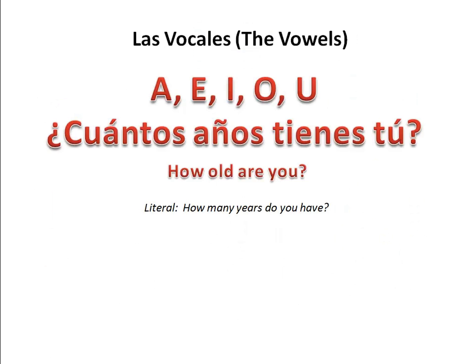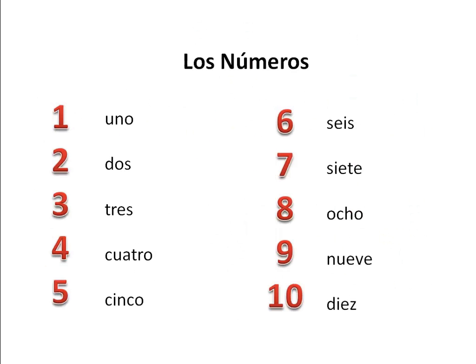Literally, this is asking how many years do you have? We would say in English, how old are you? But just so you know, the literal translation of this is how many years do you have? So it makes sense to learn some numbers next, and we're only going to go up to 10, so if you're older than 10, why don't you ask Profe, just send her an email and say, how do you say 11, 12, 13? I will tell you whatever you need to know, but for now we're only going up to 10. So repeat them after you hear them. Uno, dos, tres, cuatro, cinco, seis, siete, ocho, nueve, diez.